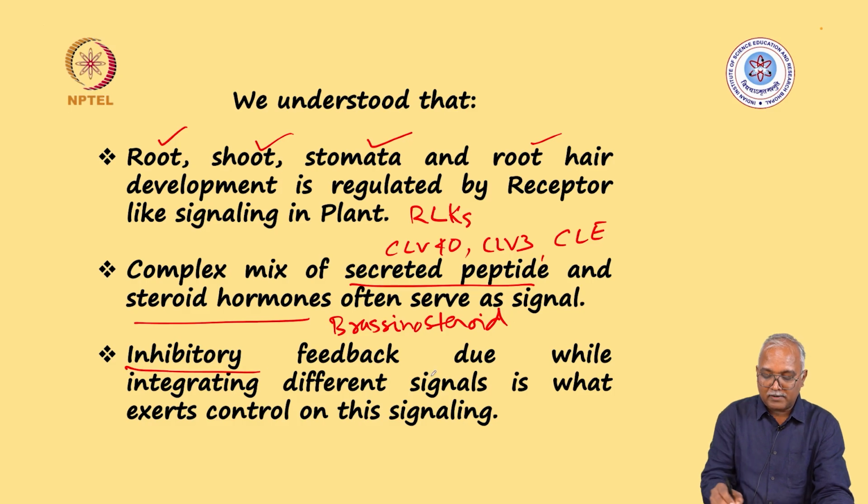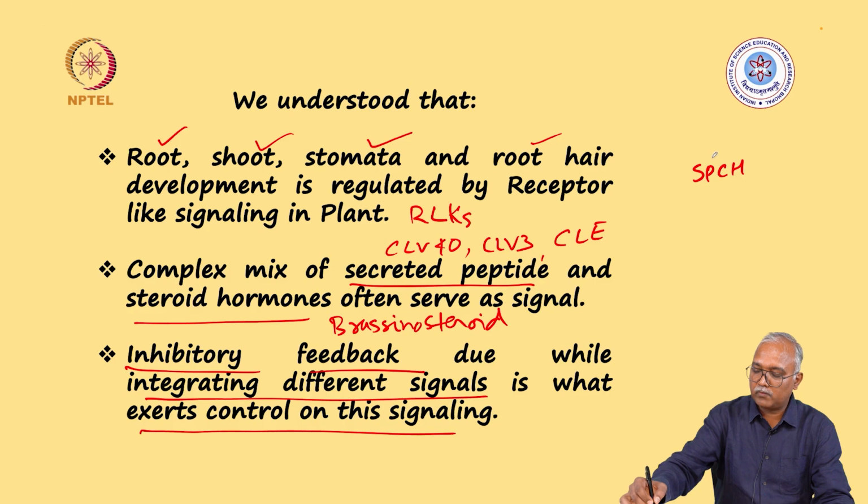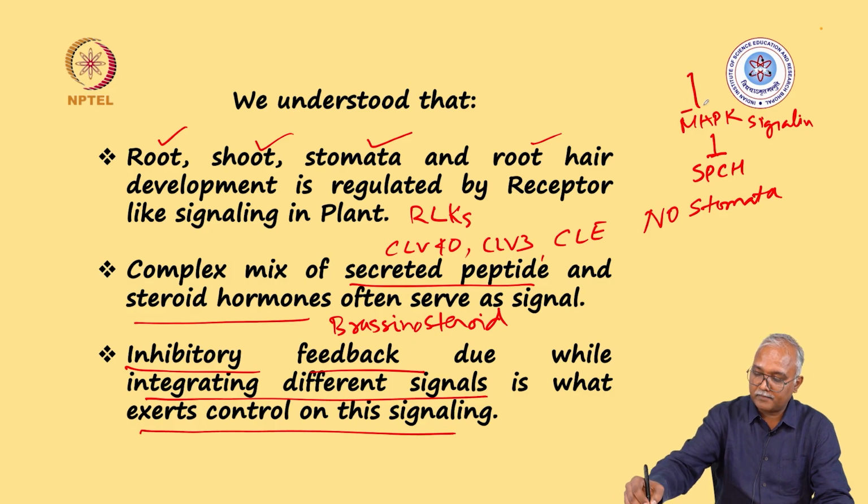What we also notice is that inhibitory feedback while integrating different signals is very important to ensure that proper control is exerted. What I mean is that SPEECHLESS, if you recollect, was inhibited by MAP kinase signaling, and this will not allow stomata formation. With this inhibition, you have no stomata. So when you need stomata formation, you need to inhibit this signaling, and this is what stomagen was doing.